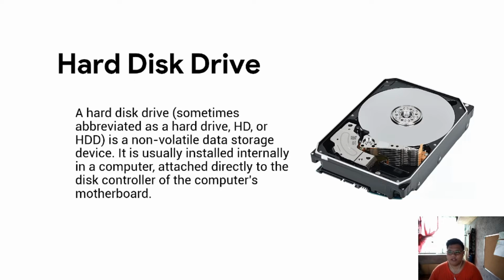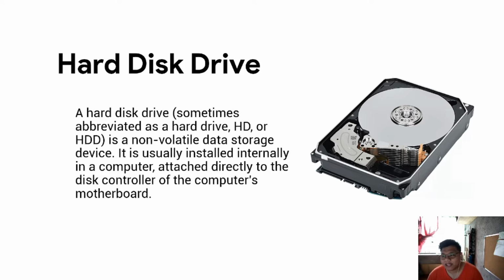The first, or the main type of the magnetic storage device, is what we call the hard disk drive, or the HDD. A hard disk drive, sometimes abbreviated as a hard drive, HD, or HDD, is a non-volatile data storage device. It is usually installed internally in a computer, attached directly to the disk controller of the computer's motherboard.